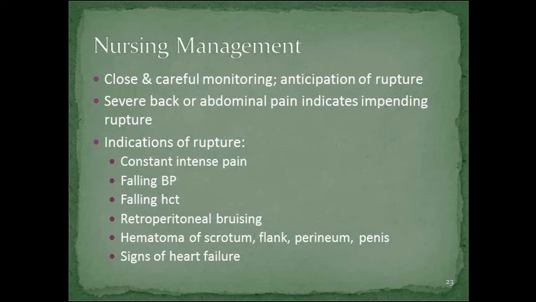Nursing management. What's our job as nurses? What's our role? Monitor, assess very closely, very carefully. If you know your patient has an aneurysm, then you've got to be diligent about assessing blood pressure. You've got to be diligent about your abdominal assessment, looking for that pulsatile mass. You always anticipate rupture. You hope for the best, you hope it doesn't happen, but anticipate the worst. Hope it doesn't rupture, anticipate that it will. That anticipation means you have a plan in place. You have an action plan in case it does.